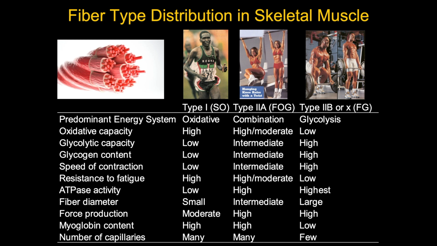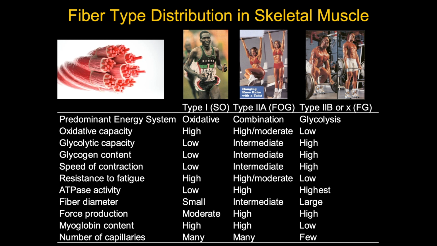Remember, to change the rate of a chemical reaction, we have to change the enzymatic rate. And as you recall, ATPase is the enzyme that breaks apart ATP to release energy. What's the size of the fiber diameter? And how does that relate to force production? Myoglobin is the analog to hemoglobin, but in muscle. And remember, hemoglobin and myoglobin carry oxygen. How does that differ among the skeletal muscle fibers? And last on the list is how vascular these skeletal muscle fibers are.